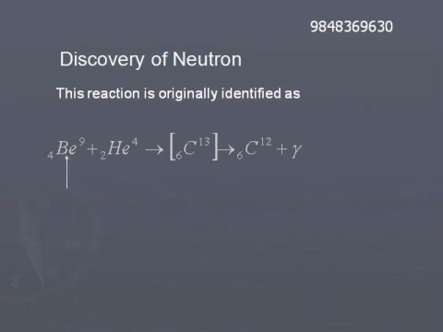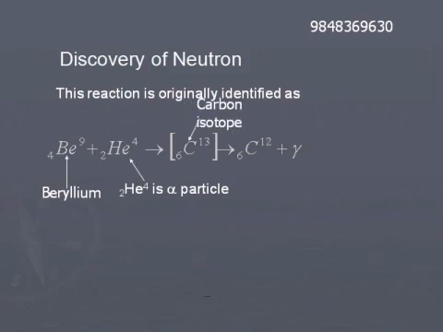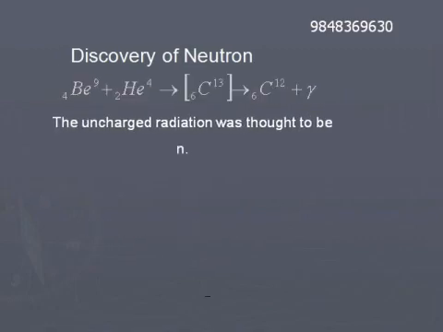beryllium-9 (Be 4, 9) plus an alpha particle (He 2, 4). It combines to become carbon-13 (C 6, 13), but it decays as carbon-12 (C 6, 12) plus gamma radiation. This is the originally thought reaction. Here gamma radiation is an uncharged radiation, an uncharged particle.